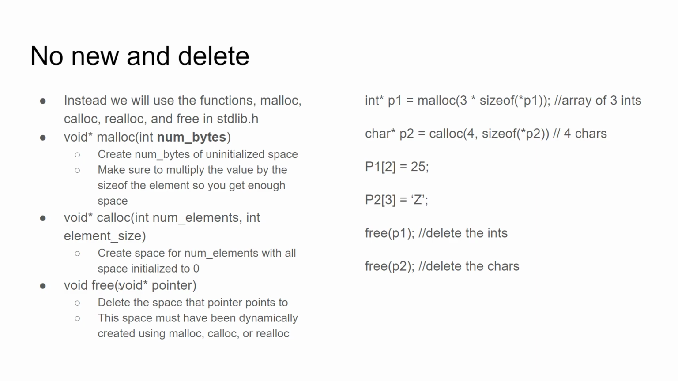Free, you pass it a pointer, and it will delete the space that pointer points to. That space has to be dynamically allocated using realloc, calloc, or malloc. It won't set the pointer to null, but it will delete the space that it points to. So you should probably, after you free this space, set that pointer equal to null so that you don't misuse it. Here are examples of creating some arrays over here on the right-hand side using both calloc and malloc.